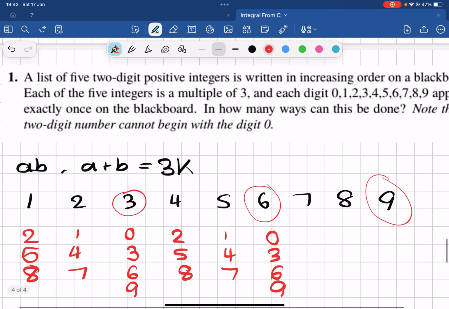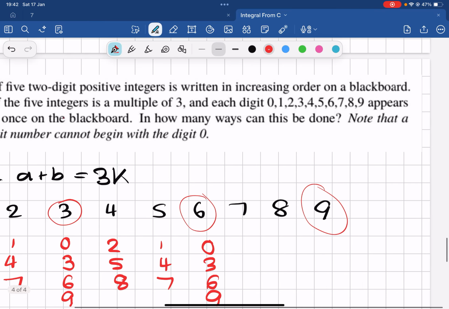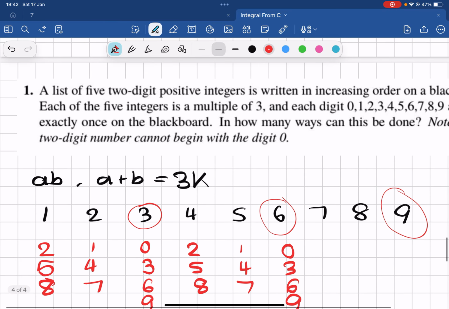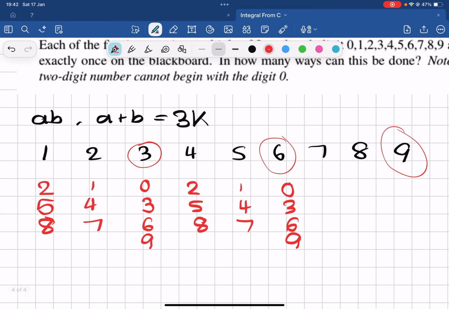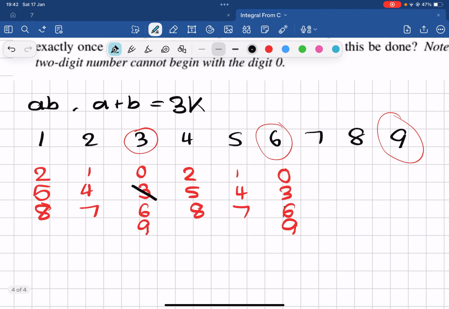Oh, we made a mistake here. The question states that each of the 5 two-digit integers uses the digits 0 to 9 once. So that means that when we start with a multiple of 3, we can't have another multiple of 3 next to it. That means we can eliminate 3 from this list and 6 from this list. And for 7, we expect 2, 5, 8, then 1, 4, 7 and 0, 3, 6, 9.